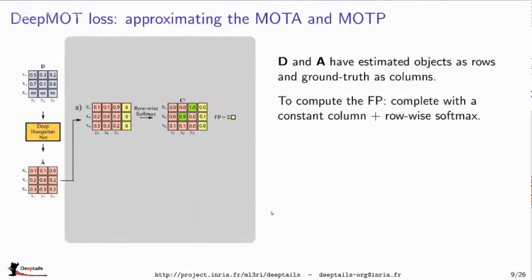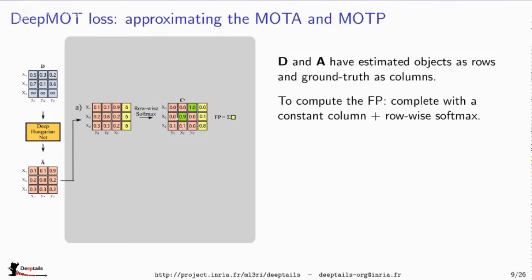That's for the first part, and the second part is a little bit more tedious. It's about approximating MOTA and MOTP. So we need to approximate counting operations for the false positives, false negatives, and identity switches. And we do that by taking the soft assignment matrix that is the output of the Deep Hungarian Net. In the case of the false positive, we will add a constant column and then apply a row-wise softmax.